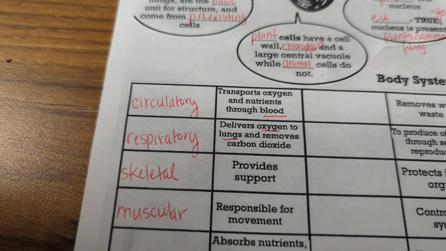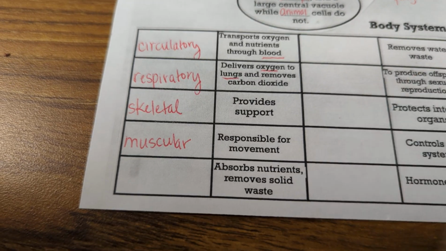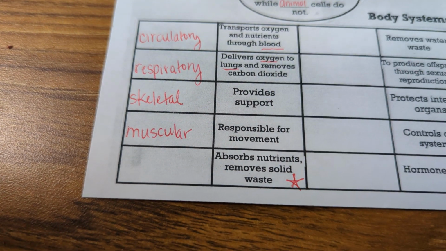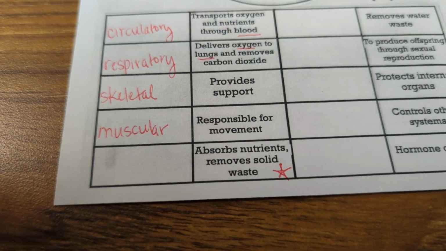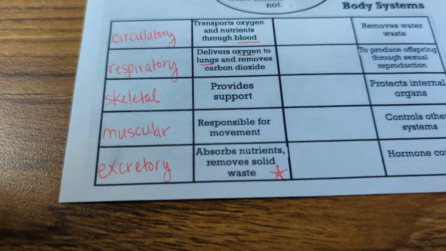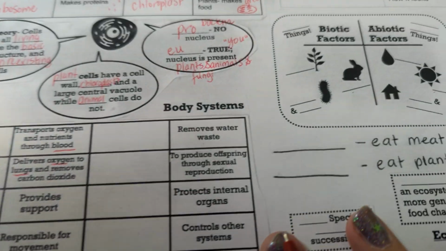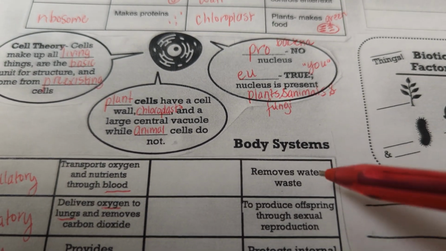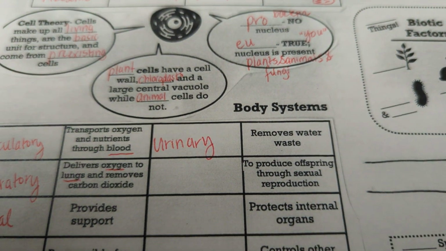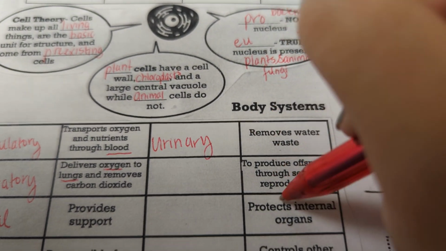Absorbs nutrients, removes solid waste. So this is one of the ones that kids like to ask about that sometimes it's hard to remember the name of. This is the excretory system. Removes water waste is the urinary system. To produce offspring through sexual reproduction, that's the reproductive system.